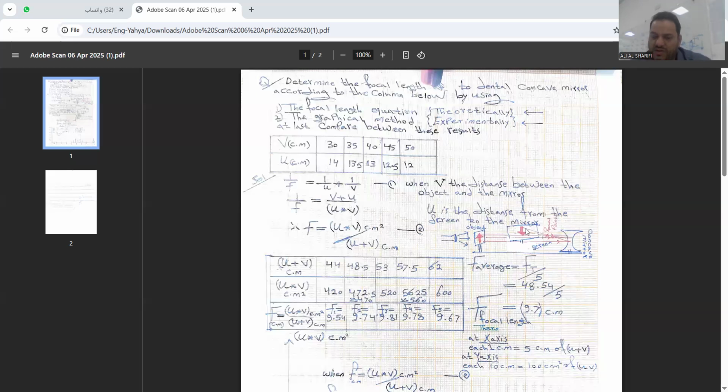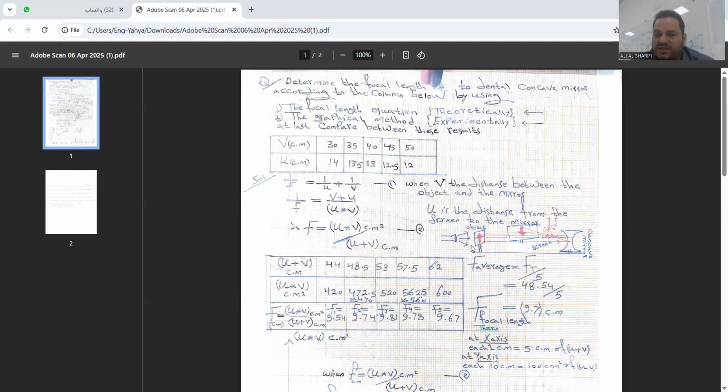and the screen, okay? In this experiment, as in the previous one, V was bigger than U, okay? But here, there's a simple difference between them. In the previous lecture, when I said distance, that meant U plus V. But here, with the mirror properties, U is smaller than V, which is the same as the previous lecture. But here, when I say distance, that means distance equals V, okay?